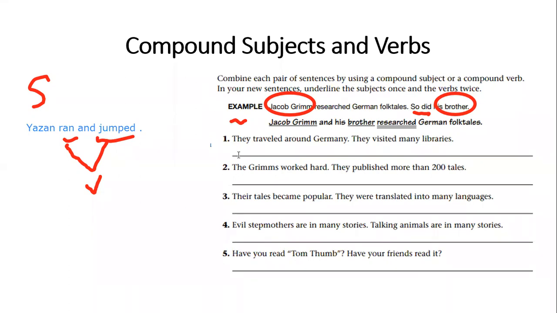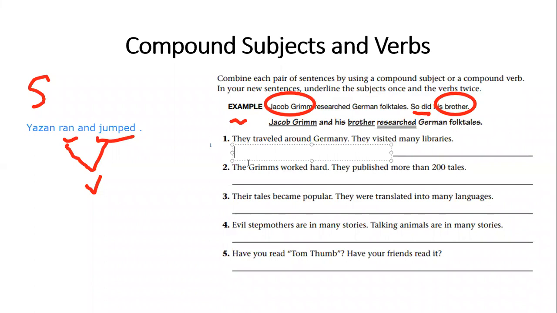As you can see, they traveled around Germany. They visited many libraries. So where is the subject in the first sentence? Yes, it's they, and here also we're having they. Shall I repeat it? Yes, we don't have to repeat it. But they traveled around Germany and visited many libraries. So we're having different what? Verbs here. So we're going to connect the verbs. We're going to have compound verbs.